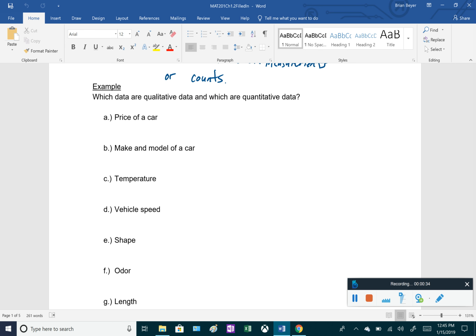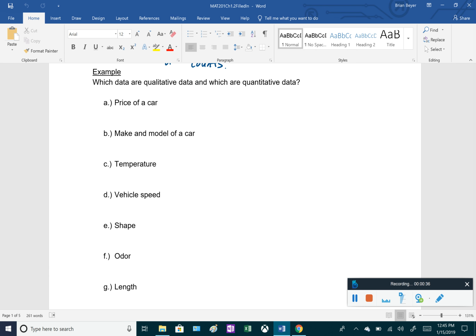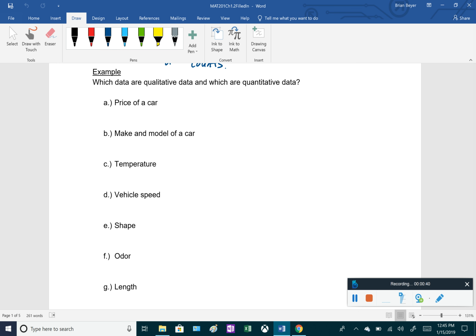So for example, let's determine which of these data are qualitative and which are quantitative. For the first one, the price of a car. Price of a car is going to be numerical. This is going to be quantitative. For B, the make and model of a car, that's going to be qualitative. And it's qualitative because those are labels.